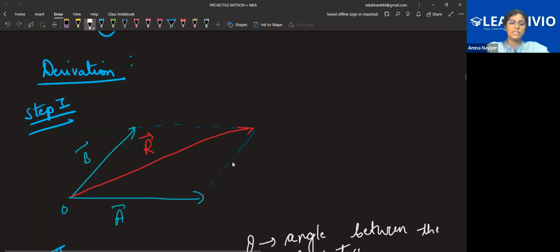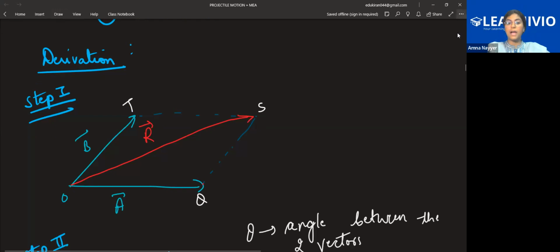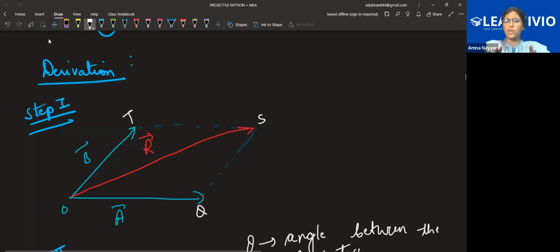So let's name this something then, QST. Let's name it like this. So this is our parallelogram. So first step done, we have our parallelogram constructed. Now just for this derivation purpose, we'll construct a perpendicular from this side. This angle is theta, a perpendicular has been constructed. Fine, this is the perpendicular. Let's say this is point N.